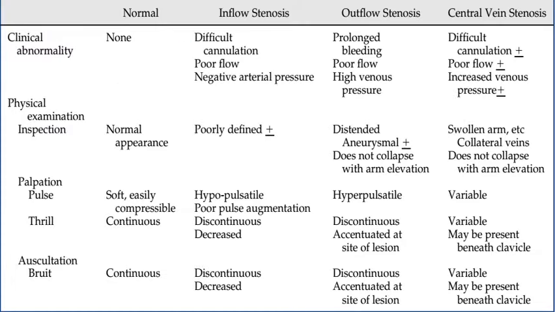So this table can show the main difference between the inflow stenosis over the artery, outflow stenosis over the vein, or if there is central venous stenosis over the subclavian, brachiocephalic, or superior vena cava. All over the examination, how can you differentiate between them? It's a summary of the difference between them during each type of examination or each item of examination. You can read it finally.